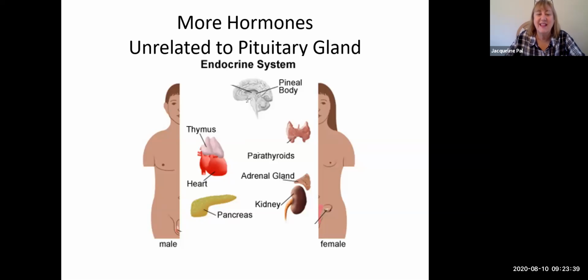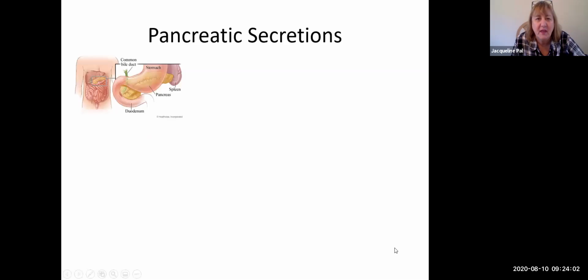Welcome back to this last video on the endocrine system. And for this one, we're going to return back to where we started from. And that is looking at more hormones that are unrelated to the pituitary gland. So we're going to move to the pancreas and then also talk a little bit more about the adrenal gland.